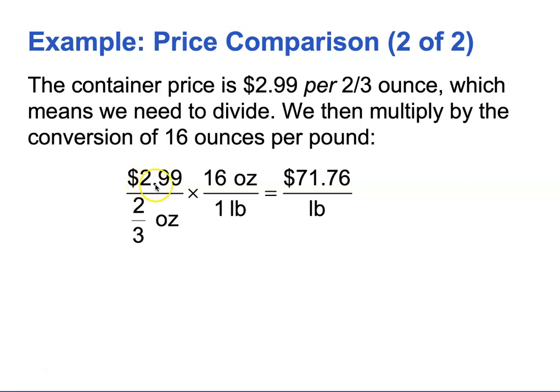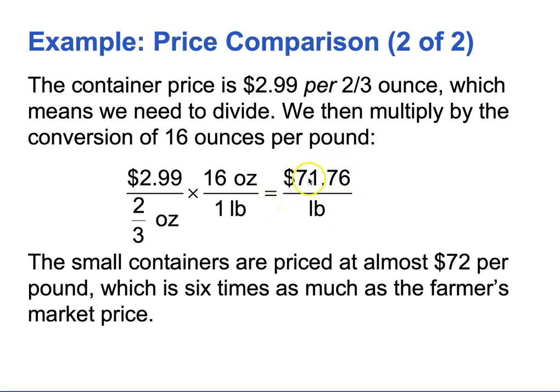So here we've got $2.99 divided by 2/3 ounce. You can actually change this to a decimal if you want. You don't have to have a fraction if that confuses you. So we're going to multiply that. Because we're trying to get rid of ounces and ounces are on the bottom, we're going to put 16 ounces per pound. So ounces will cancel and you're left with per pound on the bottom. So in the grocery store, you would be paying $71.76 per pound instead of paying the $12 per pound at the farmer's market. So the small containers are priced at almost $72 per pound, which is 6 times as much as the farmer's market price, which was $12 per pound.